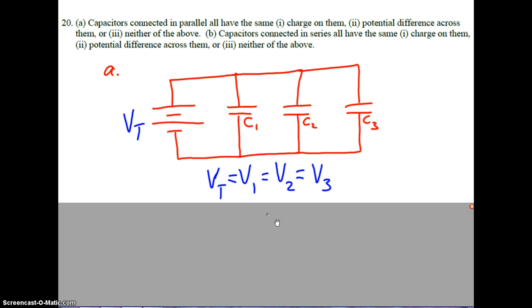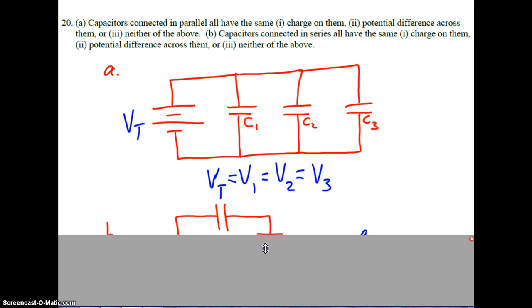And when we draw them, we are reminded the key characteristic of any electrical device in parallel is that each device gets the total voltage delivered by the battery. So the voltage across C1, V1, and the voltage across C2 we'll call V2, and the voltage across C3 we'll call V3, are all equal to each other and equal to the total voltage supplied by the battery. Therefore, the answer to A is that they all have, choice 2, the same potential difference across them.